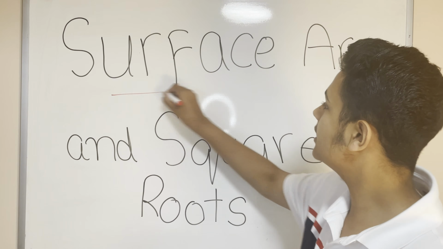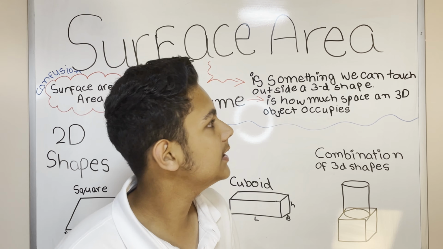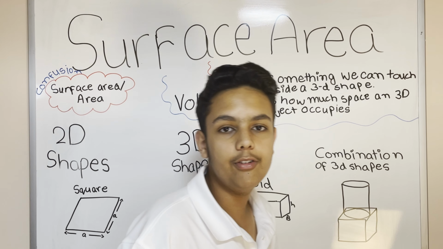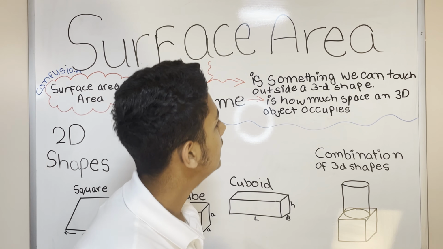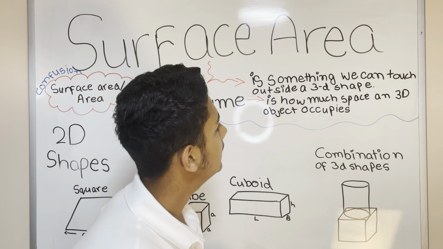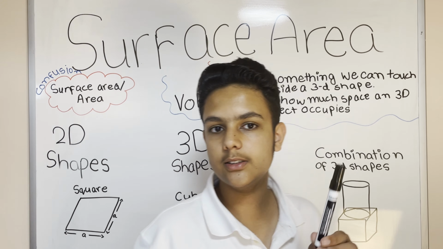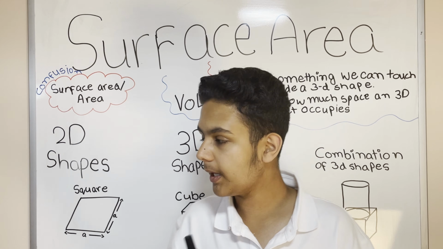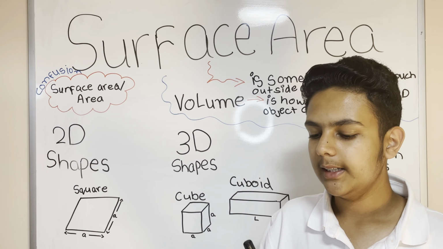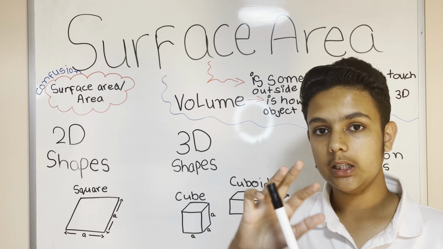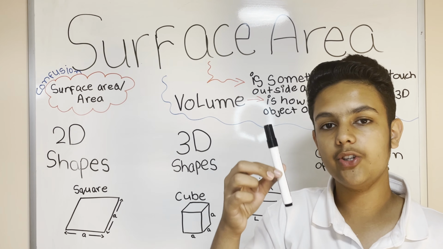Let's get started. Before getting into some calculations and formulas, first we are going to learn the definition of surface area. Surface area is something we can touch outside a 3D shape. So let's take this as a cylinder and let's apply the definition on it. It's something that we can touch outside the 3D shape.